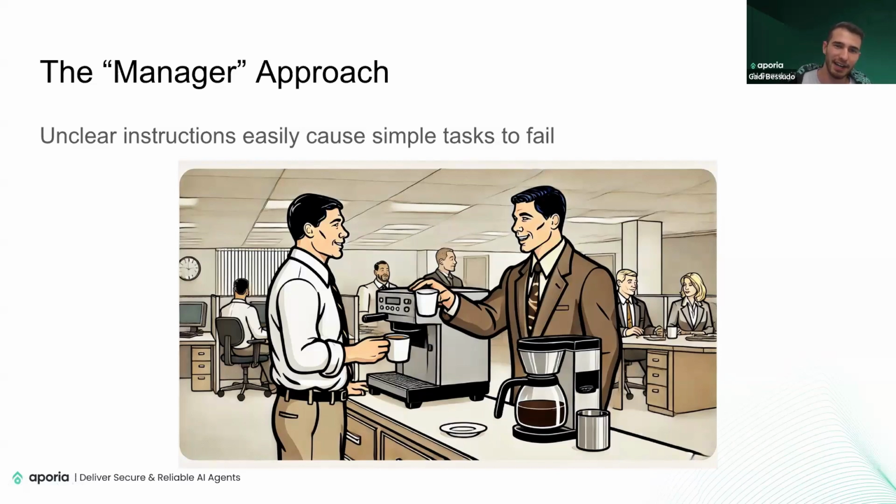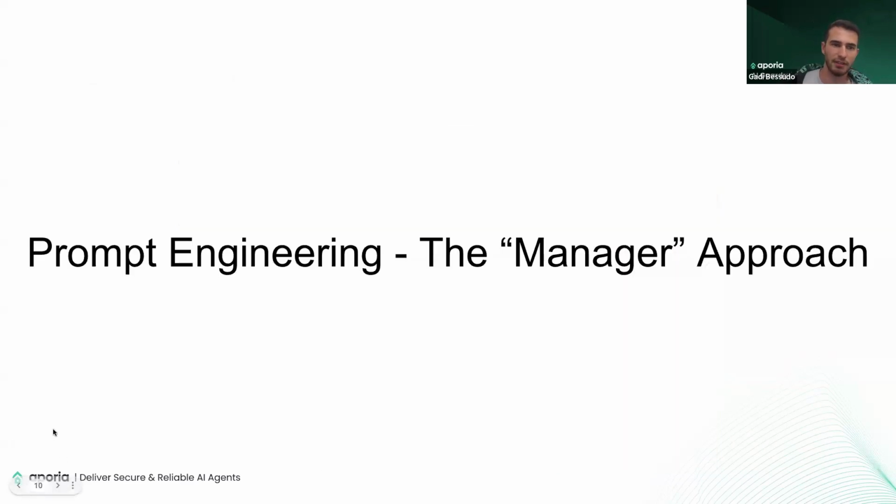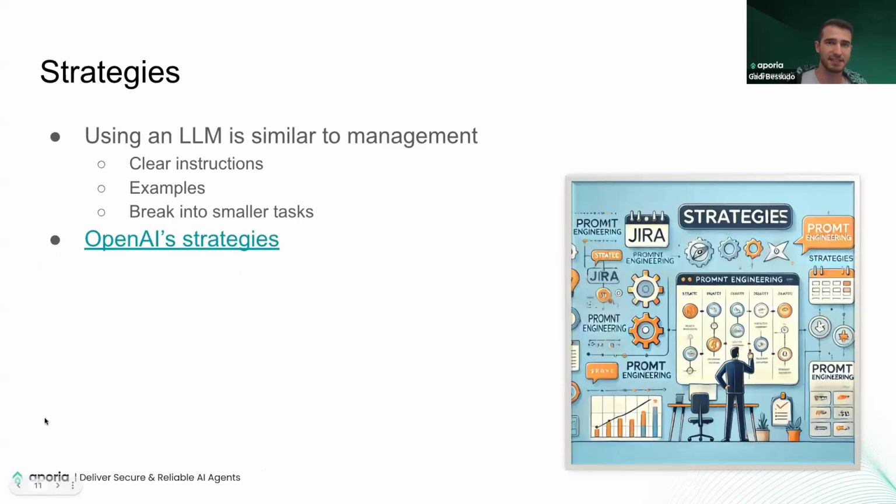So this is why I like to call this the manager approach, because AI is like an employee to us. We task it with a lot of different things, and then we expect it to give us the results. But we need to make sure that we give it clear instructions. We need to ask exactly for the specific things. We need to be very precise. We need to break the tasks that we give them into smaller tasks.